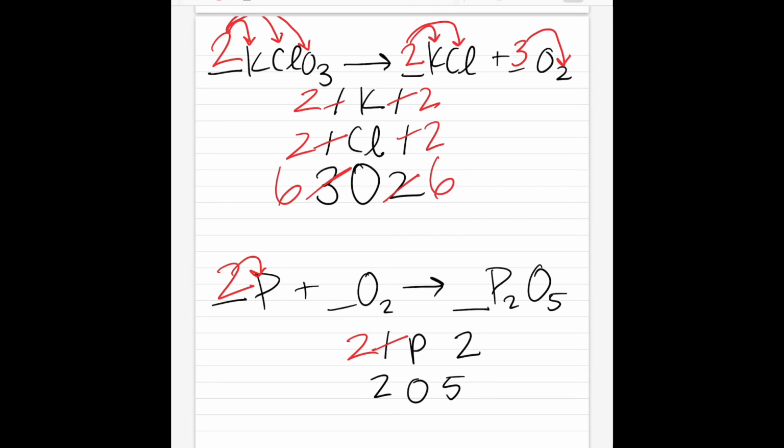Okay, so let's fix this oxygen. I've got a 2 and a 5. Well, they're kind of an odd and even thing, so let's find a least common multiple. The least common multiple of 2 and 5 is 10. So let's see. If I've got a 5 here and I'm trying to get to 10, this will be a 2. So let's try this.